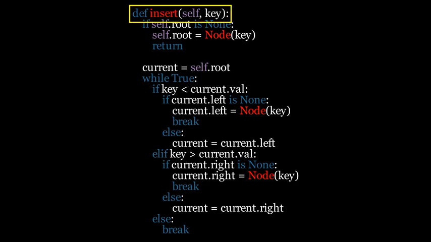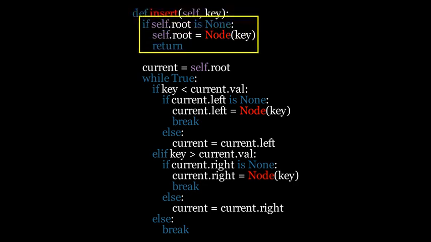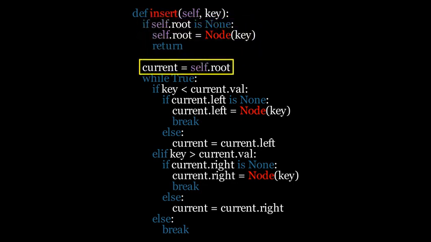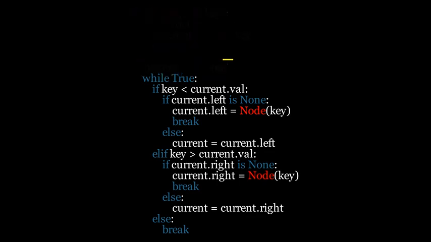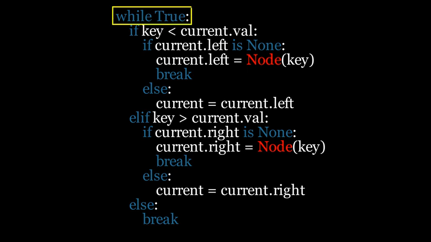First, we'll start by defining the insert method. In this method, if the tree is empty, we'll create a new root node with the key value. If the tree already has nodes, we will initialize a variable called current and set it to the root of the tree. Then, we enter a while loop that will run indefinitely until we find the correct spot for the new node. Inside the loop, we compare the key value with the current node's value.